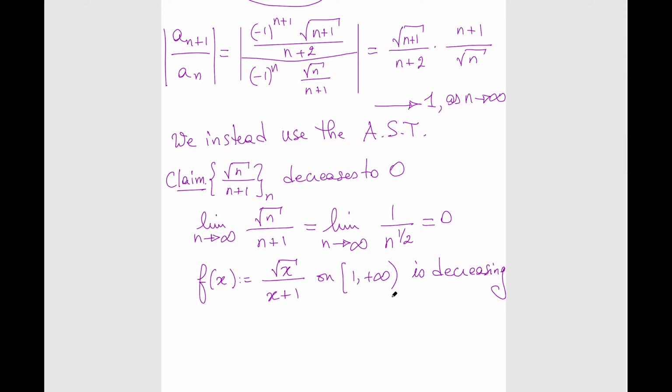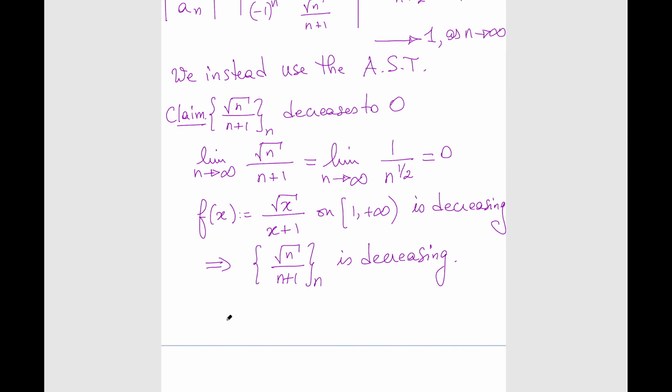Okay, this is going to be decreasing, and as such, the sequence square root of n divided by n plus 1 is decreasing. And decreasing to where? It's decreasing to 0, as we said. Its limit is 0. Okay?